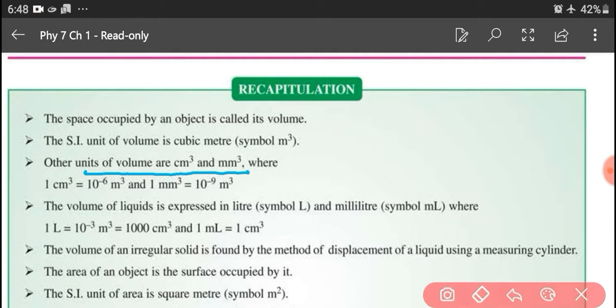These both are related as follows. Please write: 1 centimeter cube is equal to 10 raised to minus 6 meter cube, and 1 millimeter cube is equal to 10 raised to minus 9 meter cube.